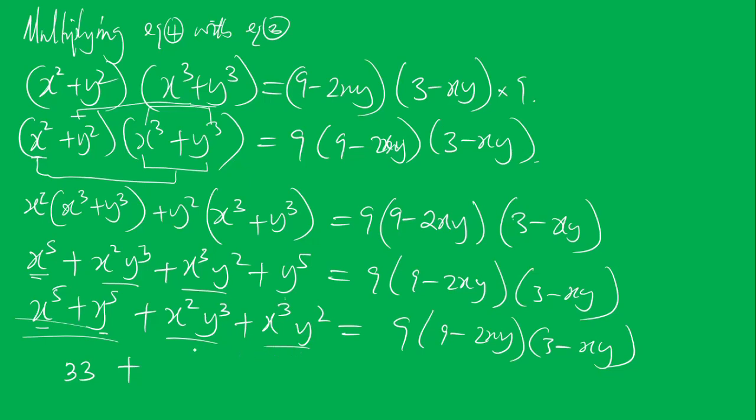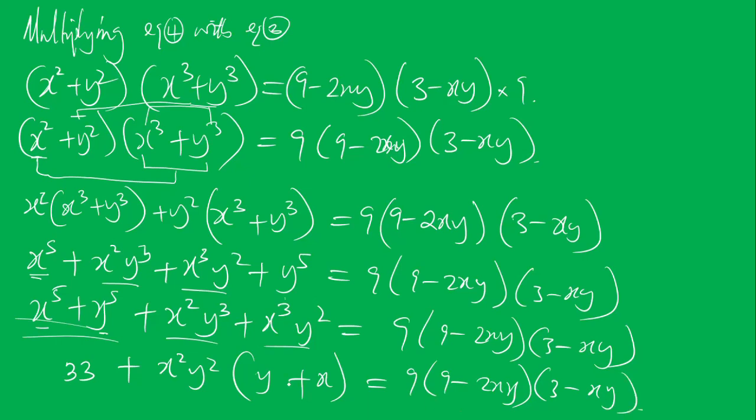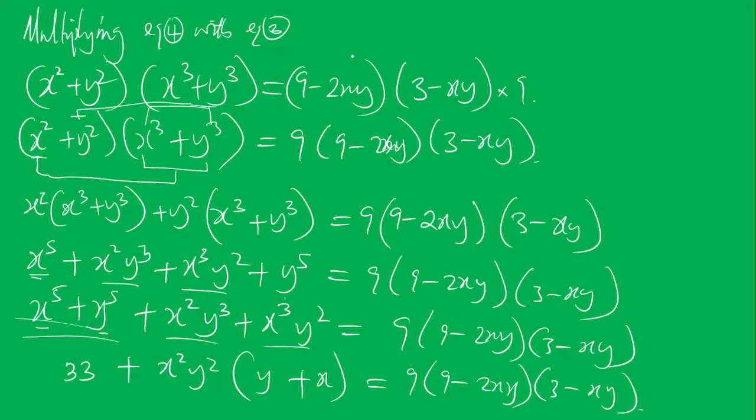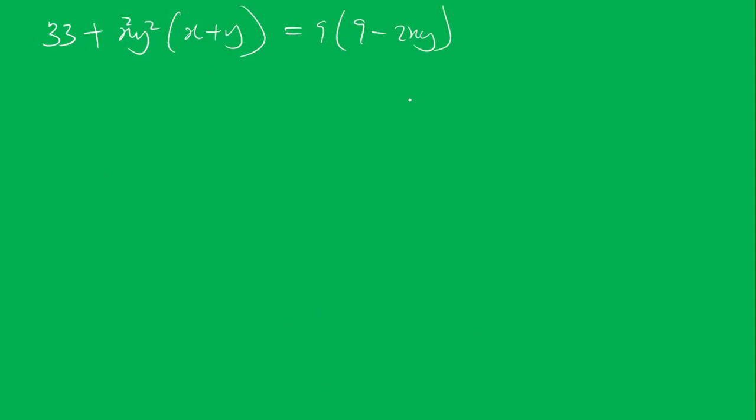Now here there is a common factor. The common factor is x square y square. If you use x square y square to divide this value, what you have left here is y, plus if you use x square y square to divide this, you have x, which will be equal to 9 bracket open 9 minus 2xy bracket close bracket open 3 minus xy. Now we have 33 plus x square y square bracket open x plus y bracket close equal to 9 into 9 minus 2xy bracket open 3 minus xy.